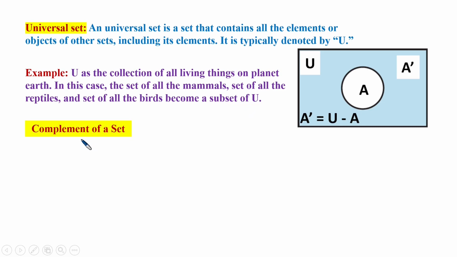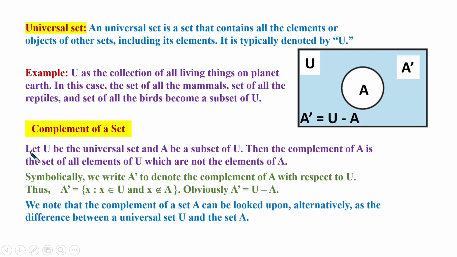Now let me introduce another concept, that is complement of a set. The universal set contains its elements plus the elements in A. Now suppose I remove all the elements of A, then whatever is remaining is U minus A, and this is your A prime. This is the complement of A. So no element in A prime belongs to A. So I can write A prime is equal to U minus A.